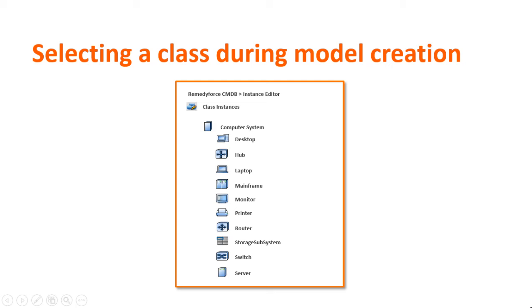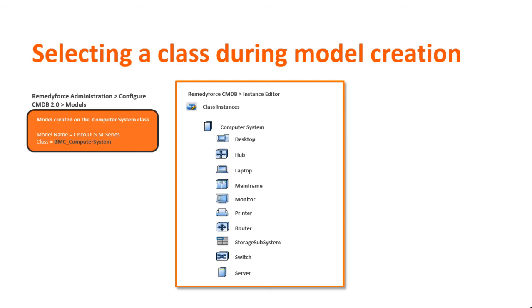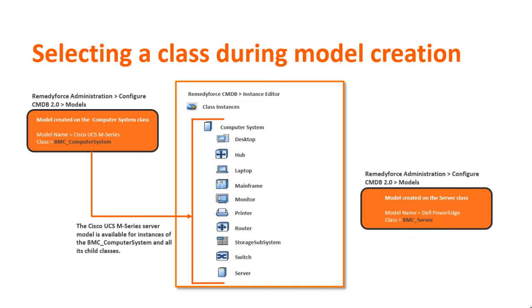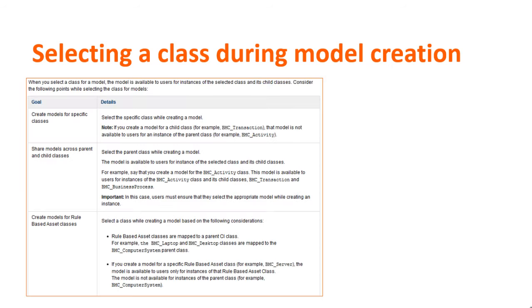Before we apply this model to an instance in BMC Remedyforce CMDB, let us understand the importance of selecting the appropriate class for a model. In the CMDB instance editor, users can apply a model only to instances of the class that is selected in the model and its child classes. For example, if you create a model for the computer system class, the model is available while creating an instance of the computer system class and all its child classes. If you create a model for the server class, the model is available while creating an instance of the server class only. Based on your goal, you can decide the class that you must select for a model.